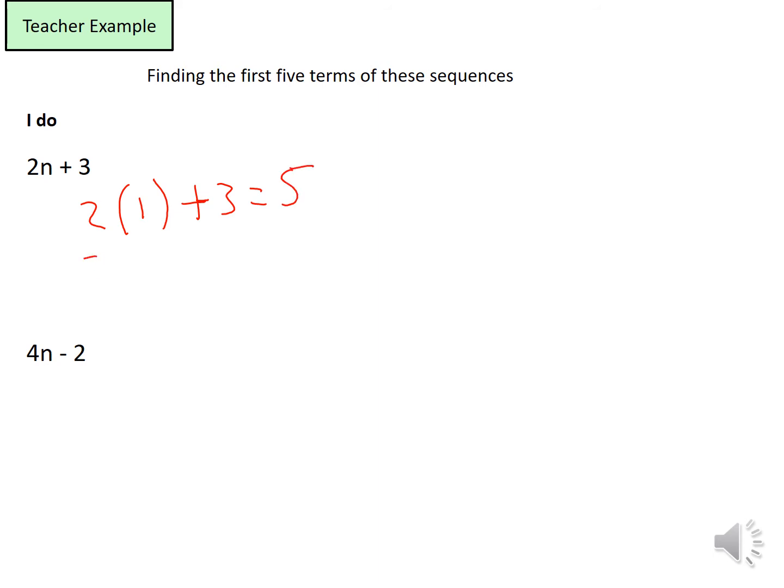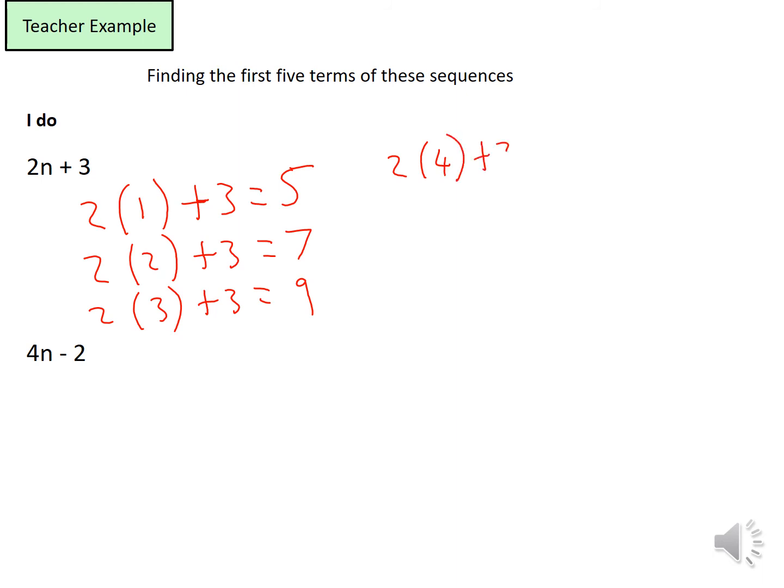The second term, 2 bracket 2 bracket plus 3, which will be 2 times 2 is 4, add 3, which is 7. The third term, 2 bracket 3 bracket plus 3, 2 multiplied by 3 is 6, add 3 is 9. And I'll do this for the fourth and the fifth term of the sequence. So 2 times 4 is 8, add 3, which is 11, and finally 2 times by 5 plus 3, which is 13. So the first 5 terms of this sequence will be 5, 7, 9, 11 and 13. That is my answer.